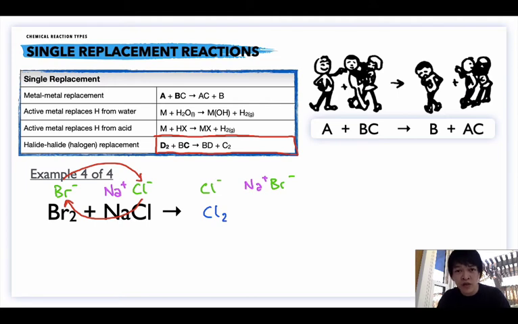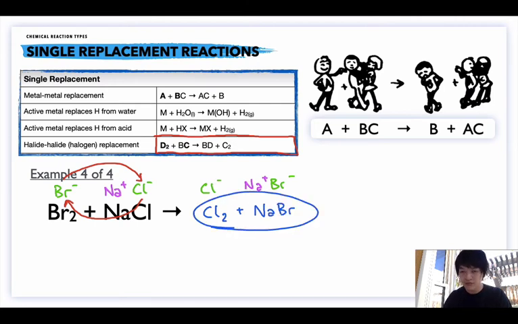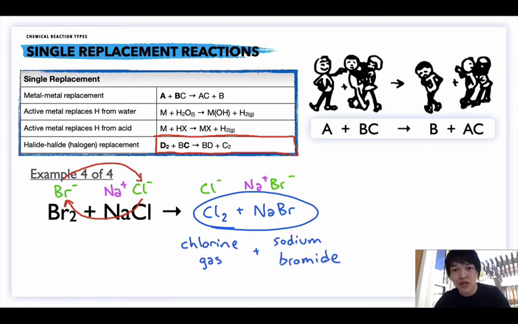Chlorine is one of the 7 diatomic molecules, and as for our ionic compound, sodium bromide, since there's one positive and one negative, they cancel each other out already. So you only need one of each ion. All right, that's our final answer. I'm going to go ahead and write down the names one last time. And there we have it.